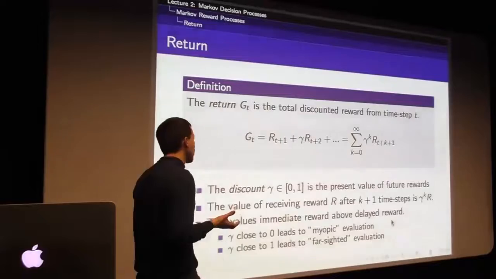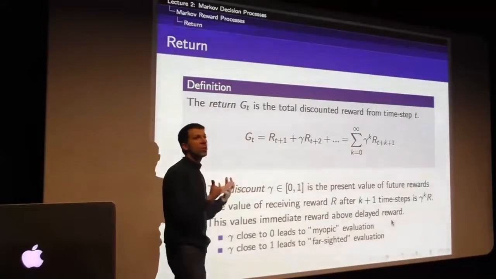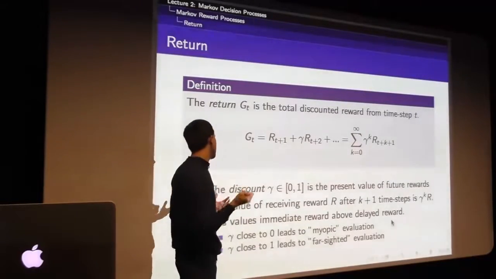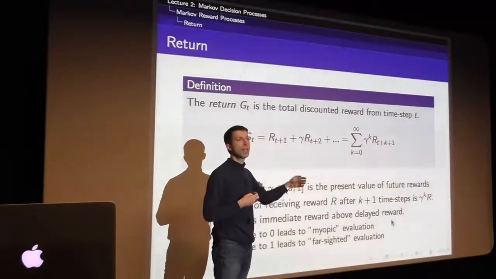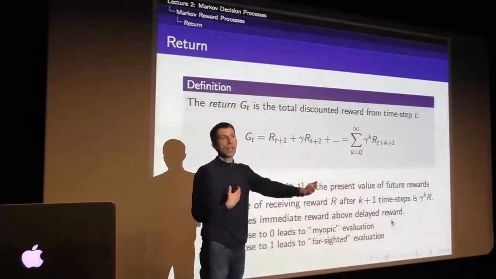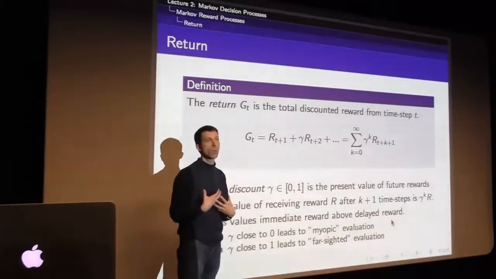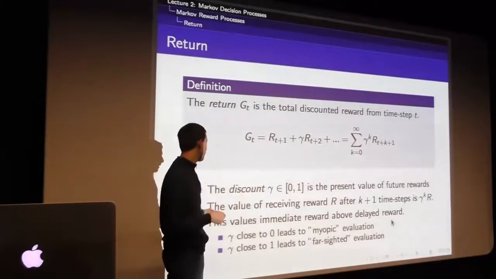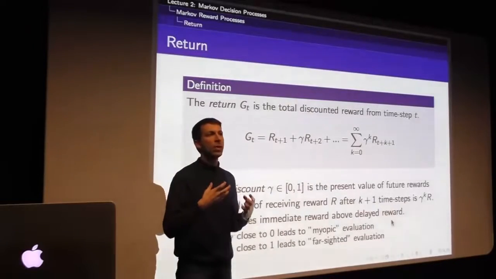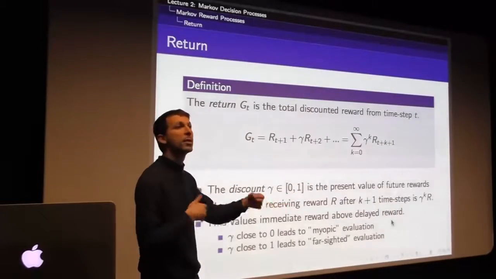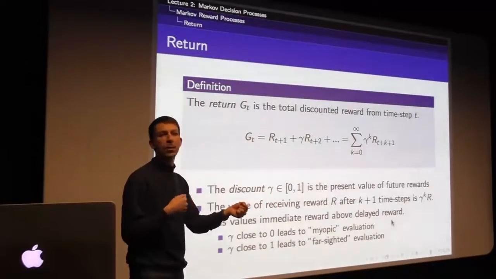So really, why should we do this? We're somehow introducing a judgment here, which is that we prefer short-term reward to delayed reward. We prefer reward now to reward later. And the amount that we prefer reward now to reward later is given by gamma. So the closer it is to 0, the more we prefer reward now, and the closer it is to 1, the more indifferent we are to when those rewards arrive.